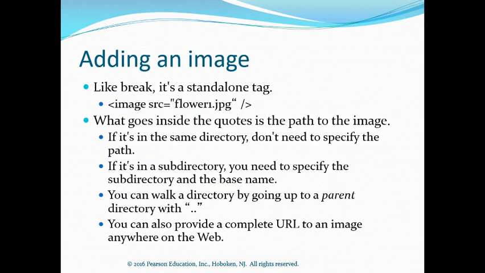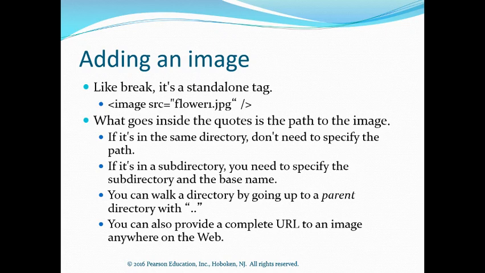So how about we add an image? So like break, it's a standalone tag. Image, and then we say source equals, and then we actually say the file path to that JPEG or PNG or SVG or whatever the file is. So what goes inside the quotes is the path of the image, like I said. If it's in the same directory, you don't need to specify the path. If it's in a subdirectory, you need to specify the subdirectory and the base name.